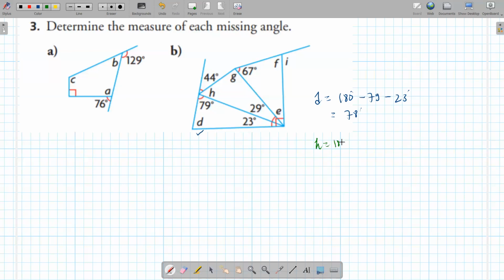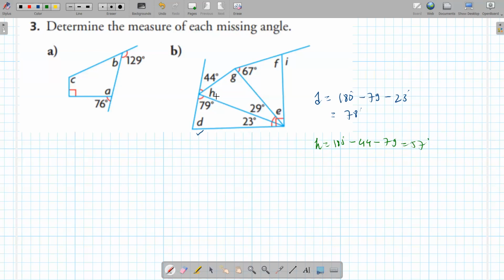So how do we find H? We just do 180, yeah? Take away everything else, 44 minus 79. It's 57. Yes. Did that make sense to you? H? Let's just look at this.